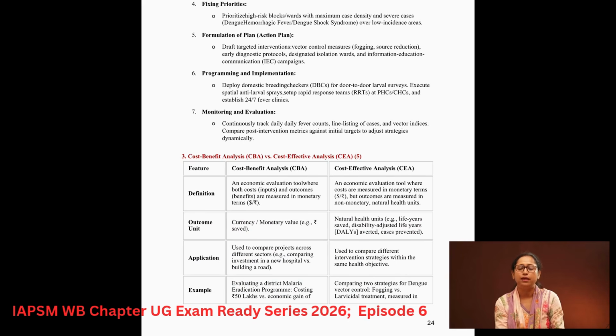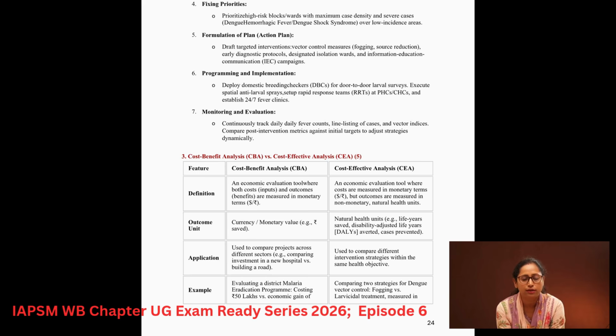Please write it in a tabulated manner. In the first left column there would be features like definition, outcome unit, application and example. Then you compare in the next two columns about cost benefit analysis and cost effective analysis. For example, just I will talk about the first point, that is the definition.